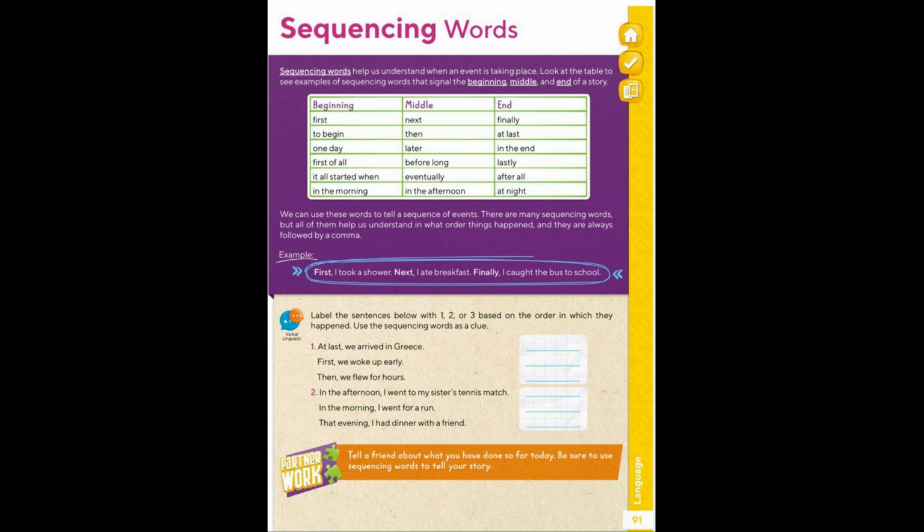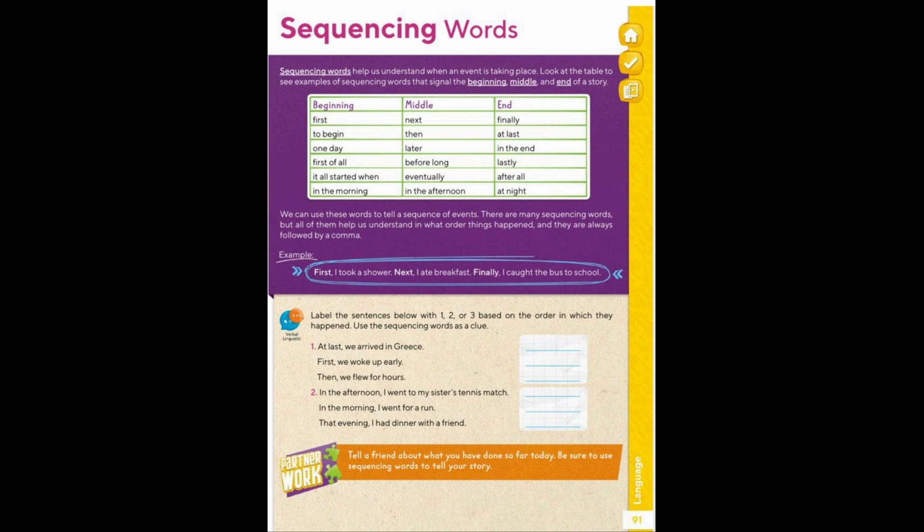Beginning sequencing words. Ready? Go. First, to begin, one day, first of all, it all started when, in the morning. Sequencing words that go in the middle of a story. Next, then, later, before long, eventually, in the afternoon. Now let's read the sequencing words that go at the end of a story. Finally, at last, in the end, lastly, after all, at night. Okay? You see, they are all familiar words or expressions.